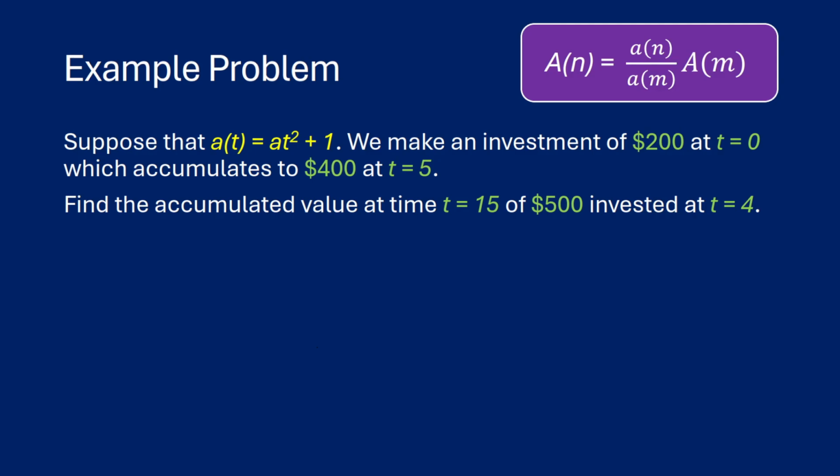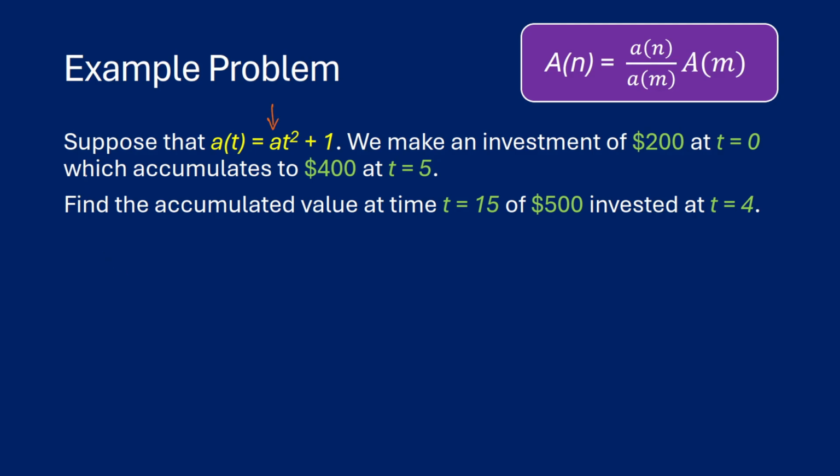So let's try a problem like that with a new accumulation function. So let's suppose that a of t is equal to a t squared plus 1. We make an investment of $200 at t equals 0, which accumulates to $400 at t is equal to 5. So we need to figure out what a is.